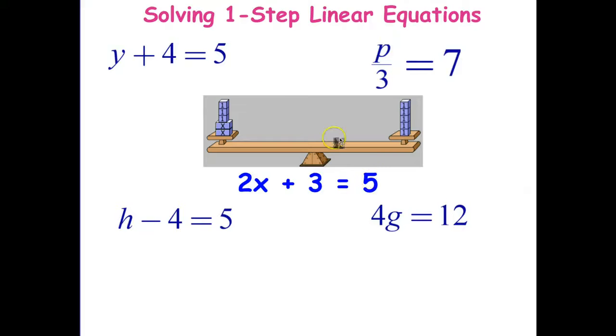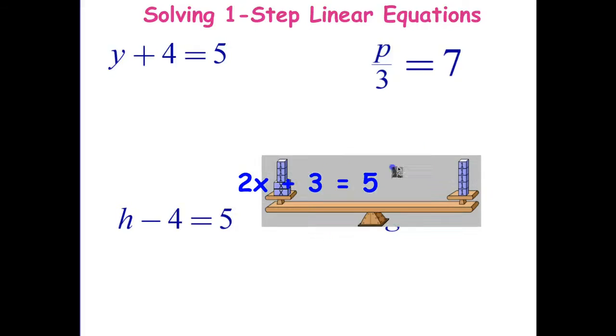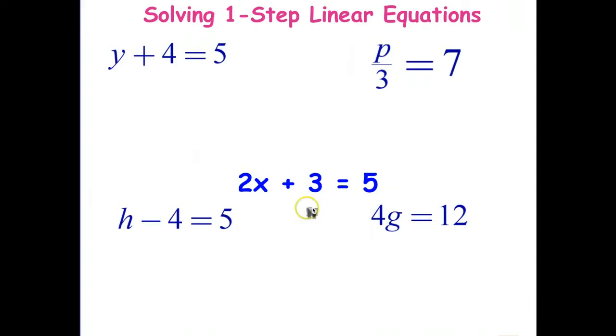Now, in order to solve this, what I have to do is start to undo these operations. So for example, I'll take away 3 from the left-hand side. But if I'm going to take away 3 from that side, I also have to take away 3 from that side to keep the balance. So every time I solve an equation, whatever I do on the left-hand side, I have to do on the right-hand side. So I'm going to get rid of that and show you what I actually mean.